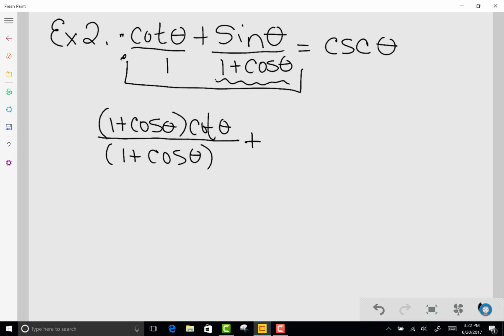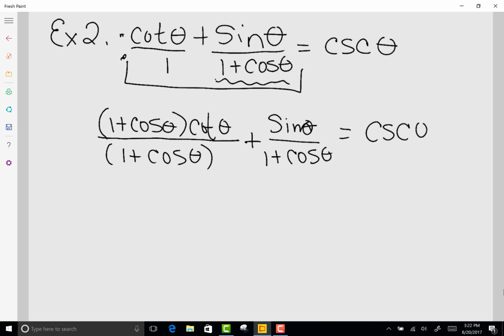I don't have to do anything to the second fraction. It already has my common denominator. And I'm trying to show that this is equal to cosecant theta. Now, I have a common denominator, so I can combine these together as one fraction.